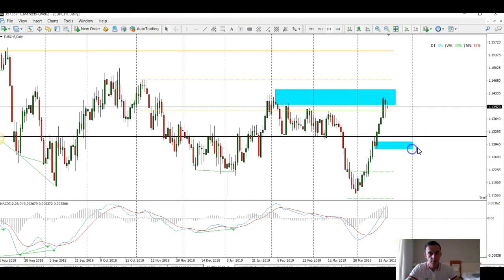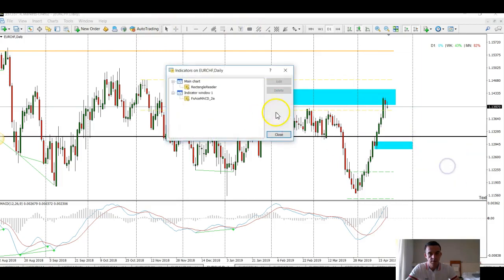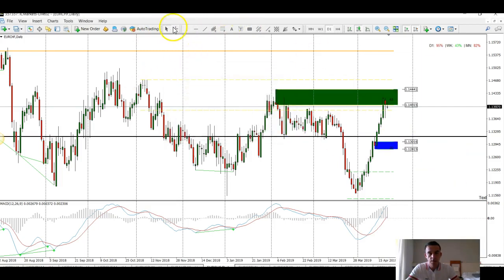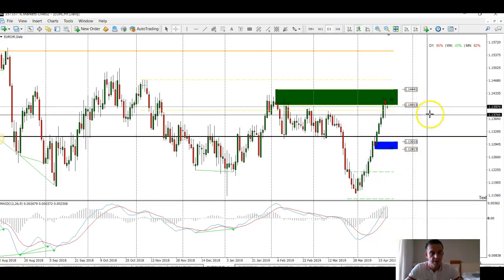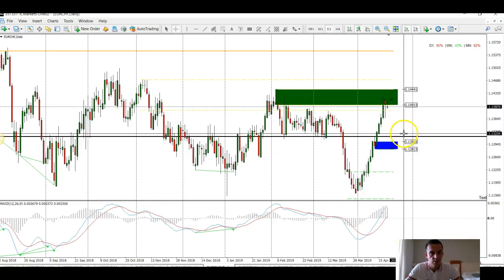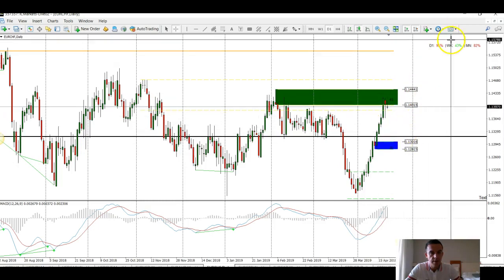So expect market to zigzag down. I think it's likely to zigzag down towards this area here around 113 before getting back in. So I'd let it move back down towards here and then pop back up.